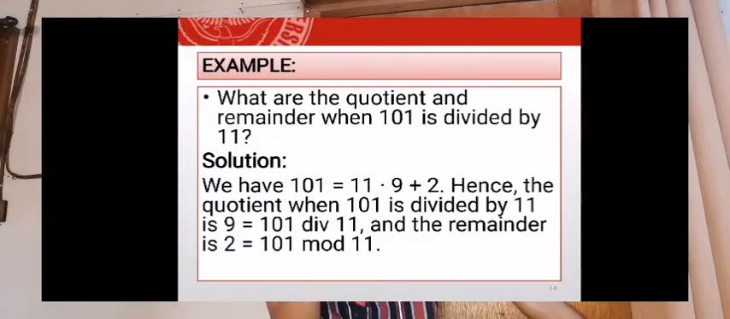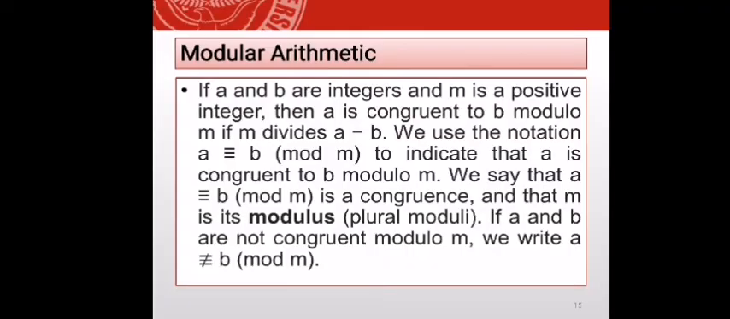Example: what are the quotient and remainder when 101 is divided by 11? Solution: we have 101 = 11 times 9 plus 2. Hence the quotient when 101 is divided by 11 is 9, which equals 101 div 11, and the remainder is 2, which equals 101 mod 11. So that is our Theorem 2.